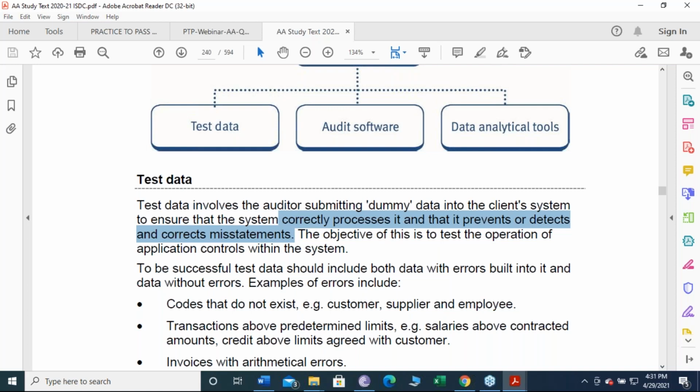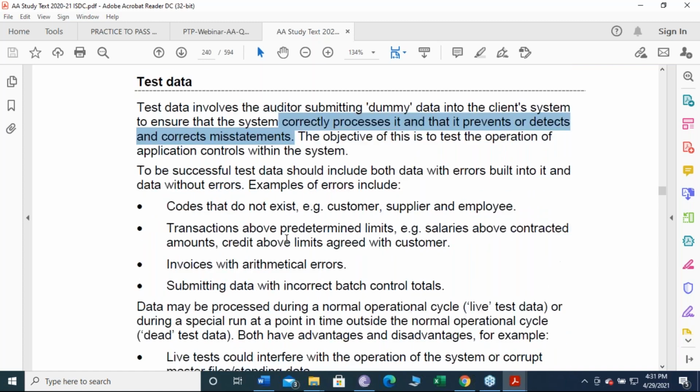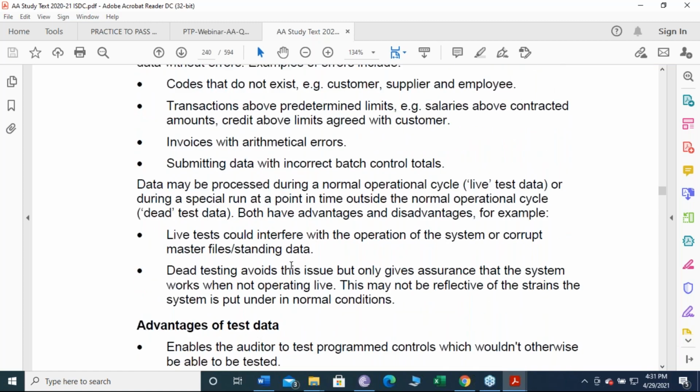So what does test data mean? As an auditor, we are going to enter correct data and incorrect data. We would like to ensure whether the client system is operating effectively, yes or no. When we are running this test data, there are two options. The data may be processed during a normal operational cycle.